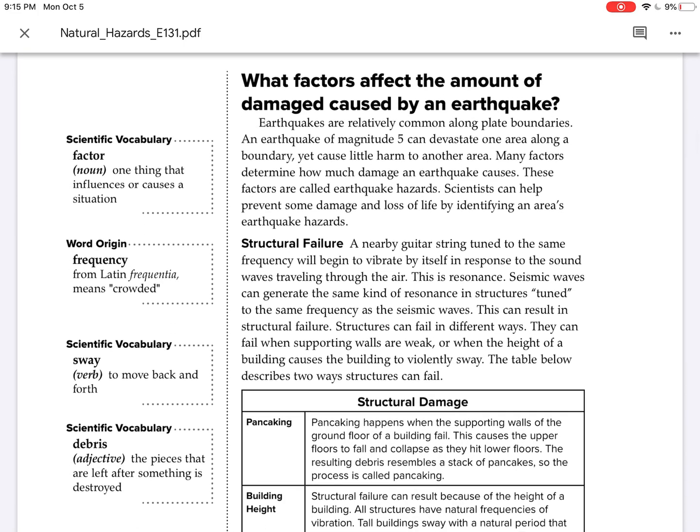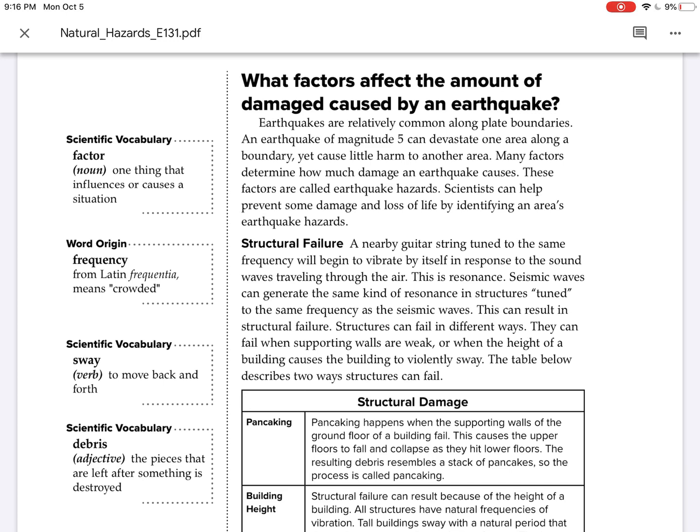What factors affect the amount of damage caused by an earthquake? Earthquakes are relatively common along plate boundaries. An earthquake of magnitude 5 can devastate one area along a boundary, yet cause little harm to another area. Many factors determine how much damage an earthquake causes. These factors are also called earthquake hazards. Scientists can help prevent some damage and loss of life by identifying an area's earthquake hazard.